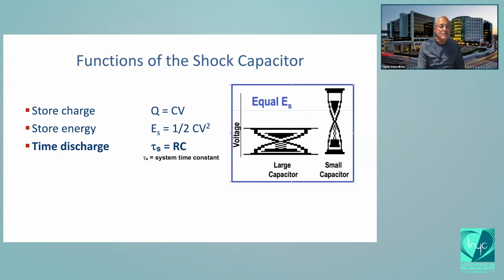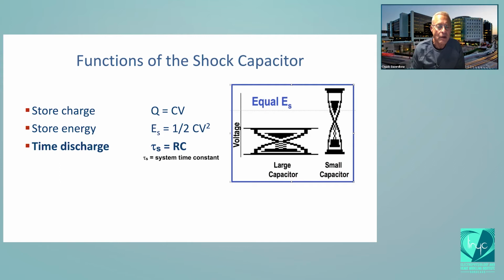Now, in addition to storing charge, what does a shock capacitor do? Well, it obviously stores energy, and the key point is that energy depends on the square of the voltage. So in electrical shocks, if you double your voltage, you square the delivered energy. And we will see that voltage is really the key thing when it comes to defibrillation. Voltage to defibrillation is like altitude is to a pilot.